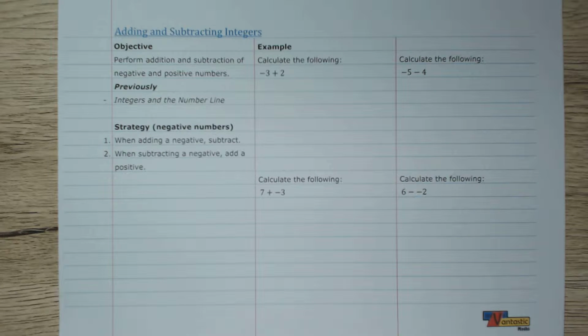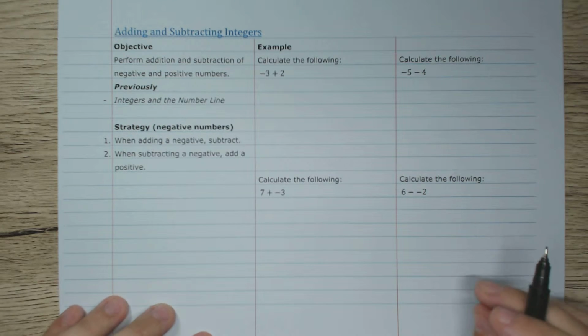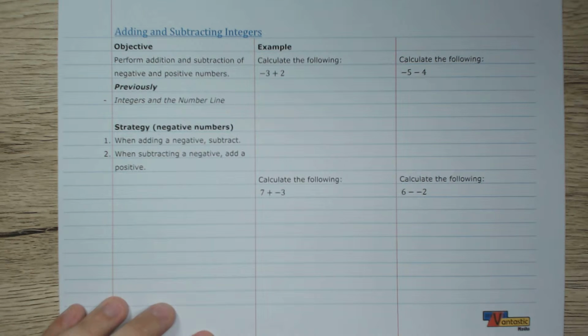integer numbers. So, we already know how to add and subtract natural numbers, so the positive numbers, but now we have a situation where we don't just have positive numbers, we also have negative numbers. We want to know how we can deal with that.